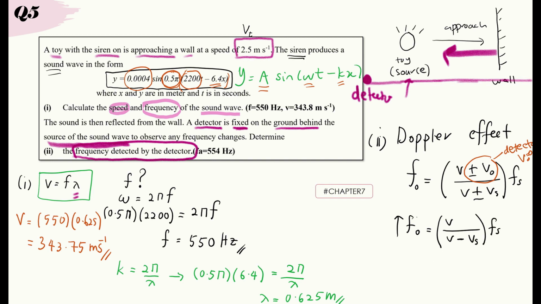So we are going to apply this equation. V in this case is the speed that we got in the first question, so it's 343.75 divided by 343.75 minus 2.5. Vs is given, and the frequency is 550, calculated in the first question. Then finally you'll have your frequency as 554.03 hertz. So that's the answer.